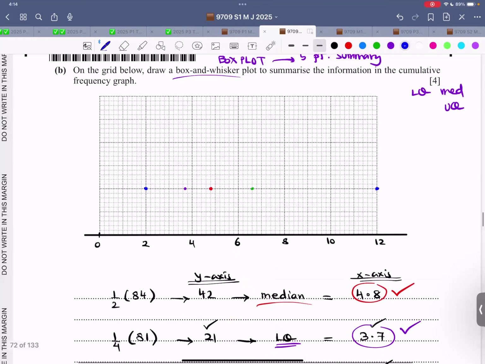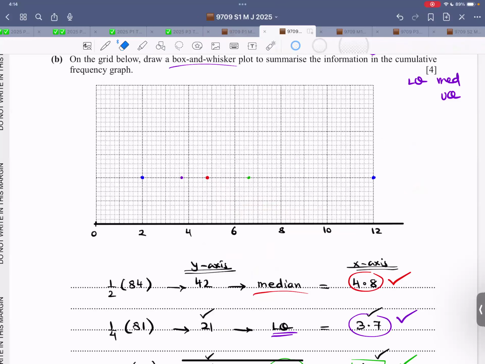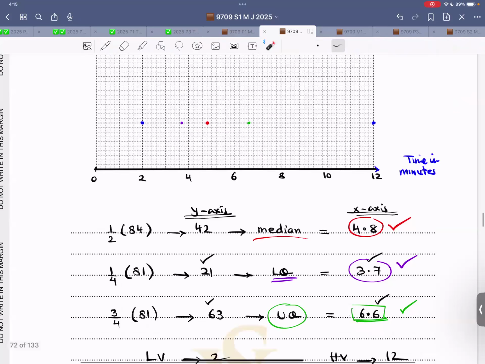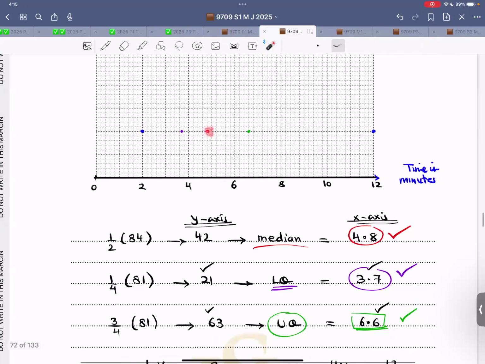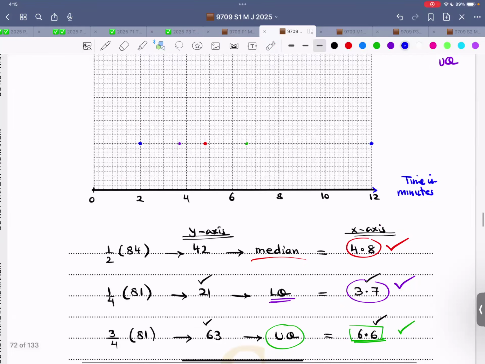So I have drawn a grid over here and I have labeled it like this. That is the linear scale. And what is the linear scale about? That is the time in minutes. So time in minutes. And there are 5 dots that I have marked. So therefore, the median value is 4.8. That is this one. This is 3.7. This is 6.6. This is 2. This is 12. And let me do some construction over here.